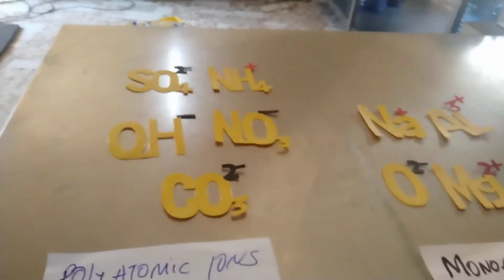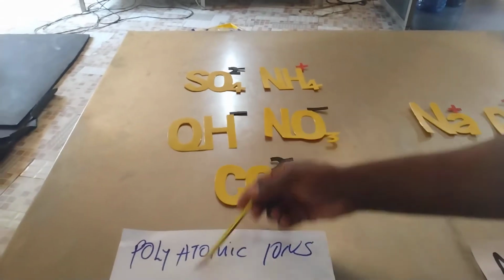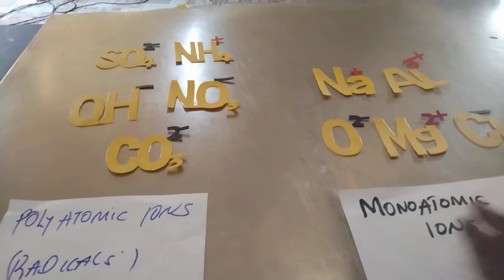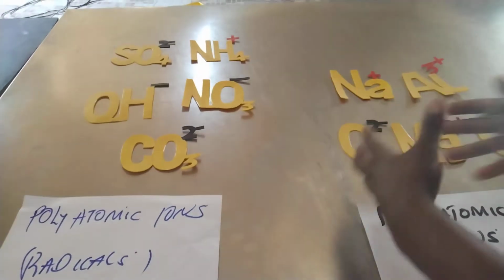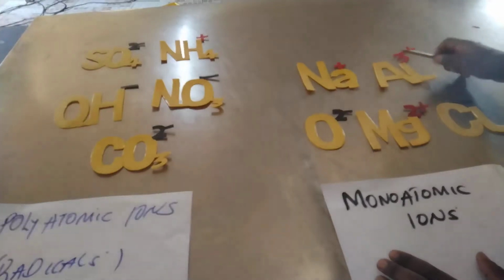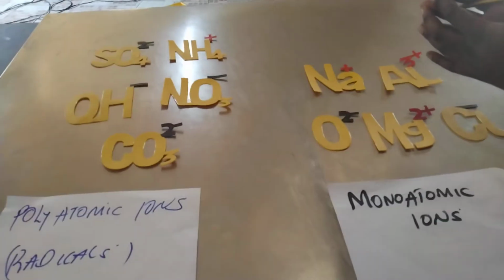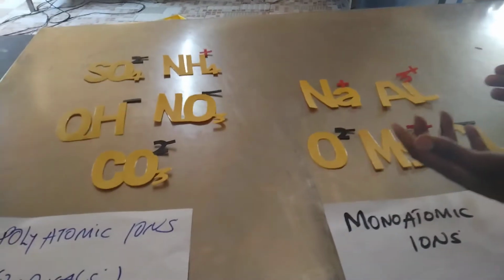Welcome. Today we are going to continue looking at ionic compounds, and here we have what we call polyatomic ions or radicals, and here we have what we call monoatomic ions. Now the difference between these two types of ions is that the ions you are seeing here are just made of a single atom from a single element.